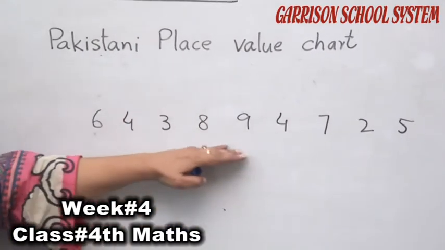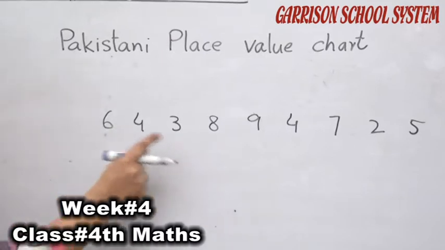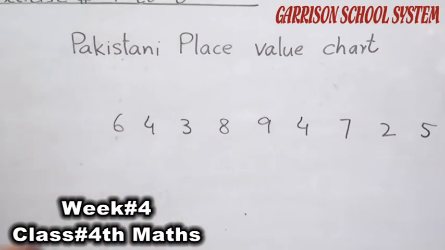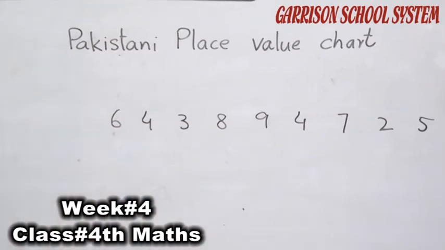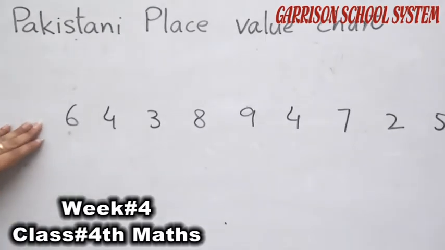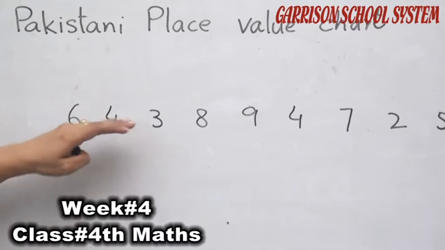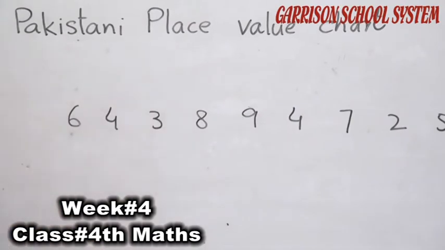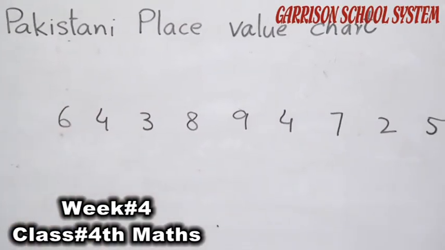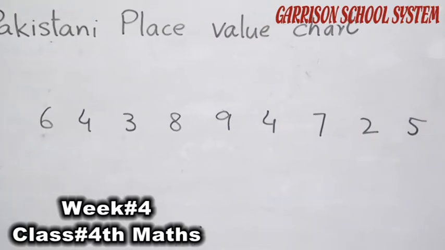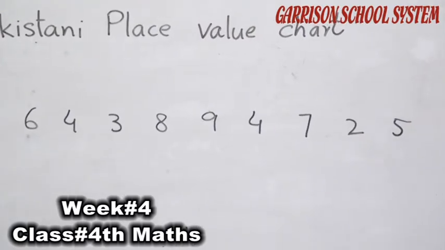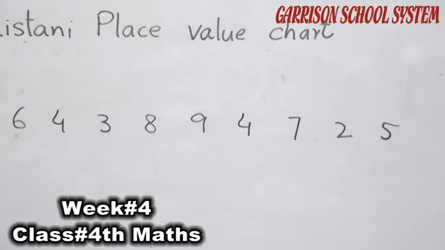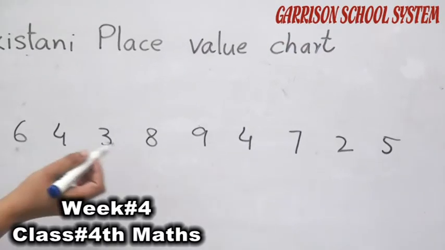Students, the number is a 9-digit number: 1, 2, 3, 4, 5, 6, 7, 8 and 9. This number can be read as 64 crore 38 lakh 94,725. So how have we written this number in words? We can divide the digits of the number into groups. So can we write the number in this way?